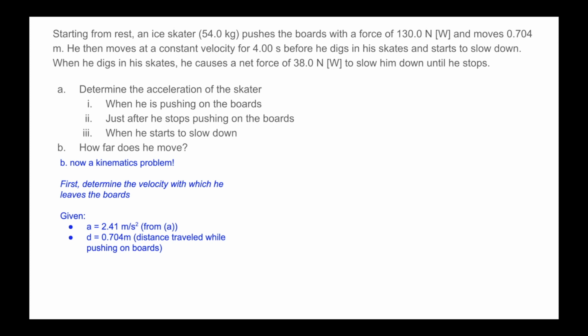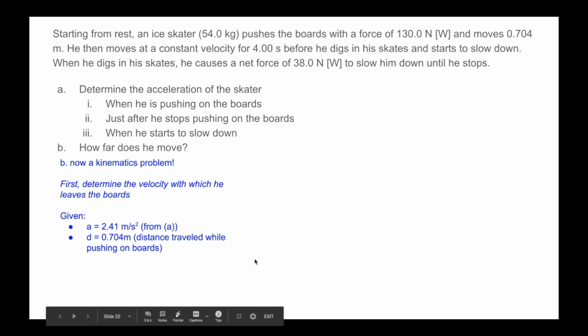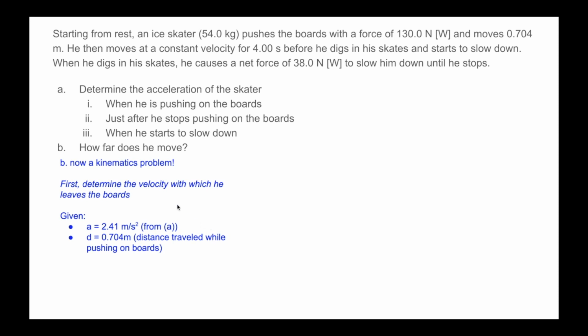Excuse me, let me back up. We already know the distance that he travels while he's accelerating. That was given in the question. But in order to find the next 2 distances, we are going to need the velocity with which he leaves the boards. So we know those two things.